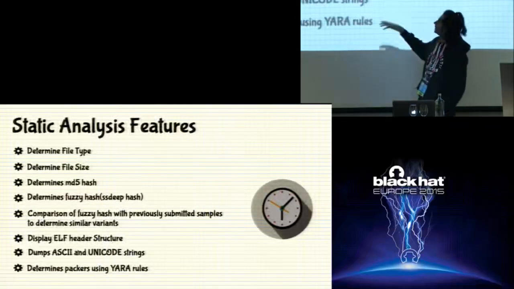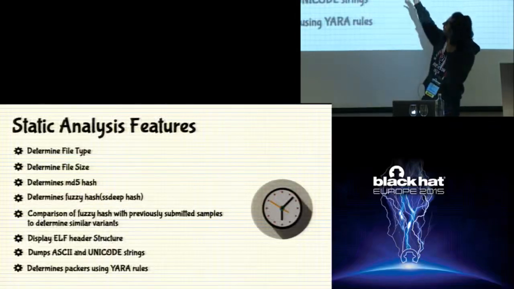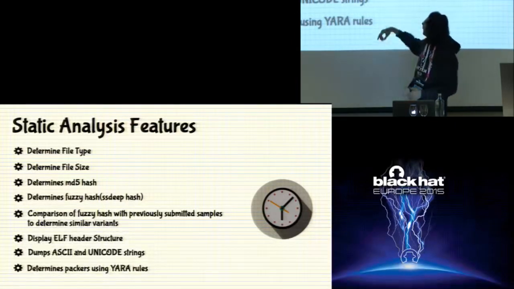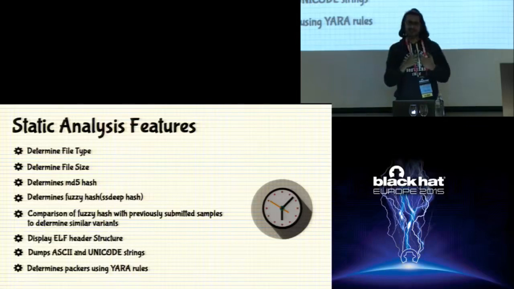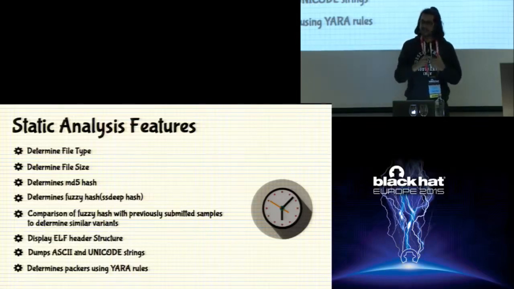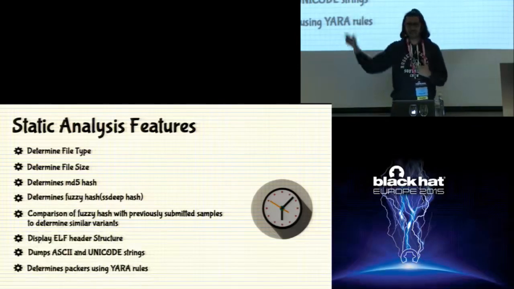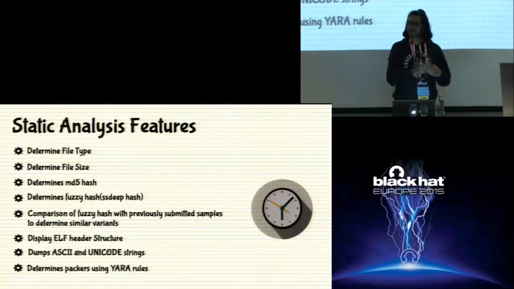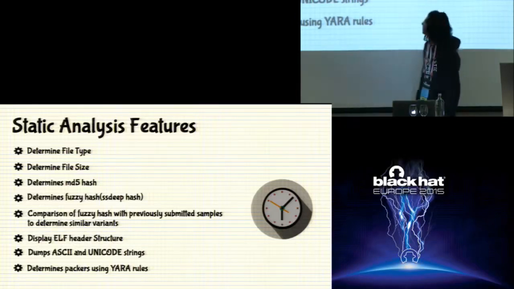These are some of the static analysis features that we talked about. So it determines the file type, file size, MD5 hash, fuzzy hash. And also one more thing it does is, once it determines the fuzzy hash, it compares the fuzzy hash of the sample with the fuzzy hash of the previously submitted samples. It keeps a master list. So the idea is that when you submit a sample, it compares with that list and tells you if there is a percentage similarity. That way you can know that this malware sample is a variant of the previously analyzed samples.